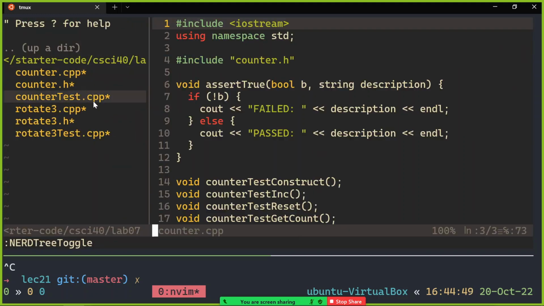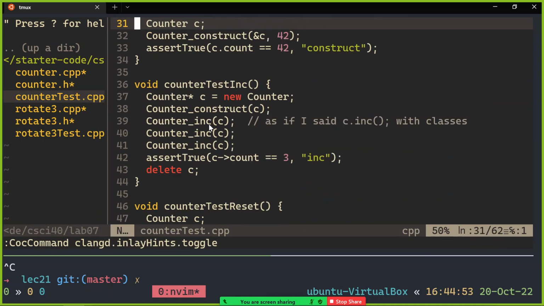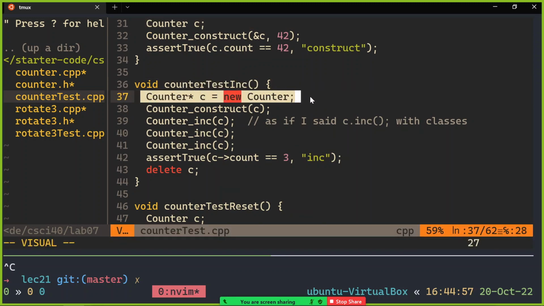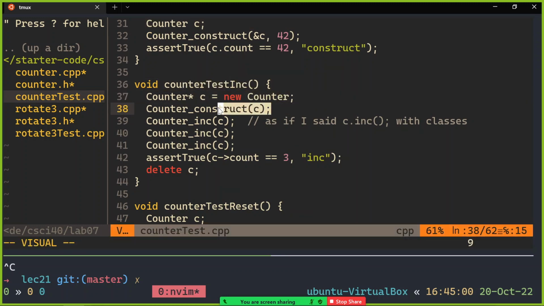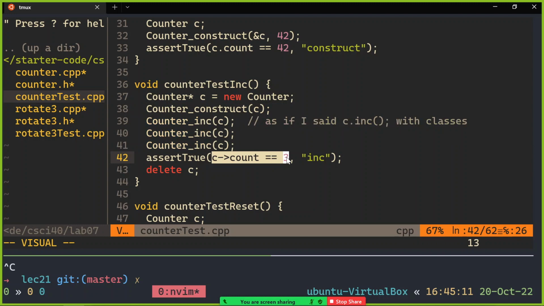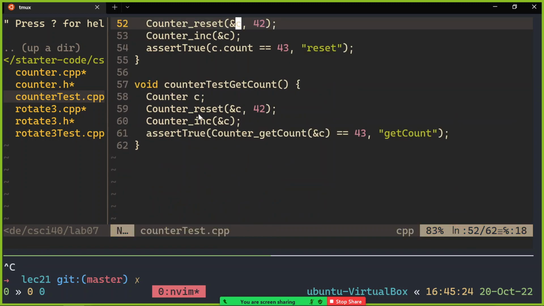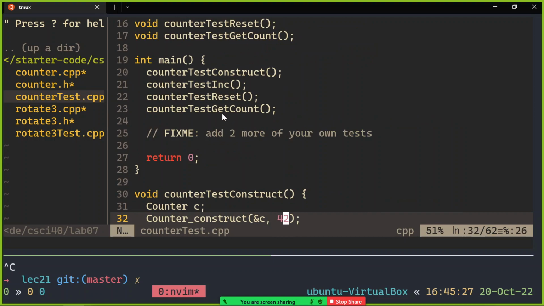And then I have a test file. So here's how it would work. Here's how it's going to do it. So, for example, the inc test. I make a counter on the heap, because why not? And I construct it. So I call the constructor. I call inc on that C object. It's a pointer to a counter, right? And then I make sure that after constructing and incing 3 times, the count inside should be 3, right? That's what your methods should have done to the counter object. Does that make sense? So that's what the tests are doing. They're just making sure that those functions that are acting as methods are doing the right thing. This one tests reset, this one tests get count, all that fun stuff, right?